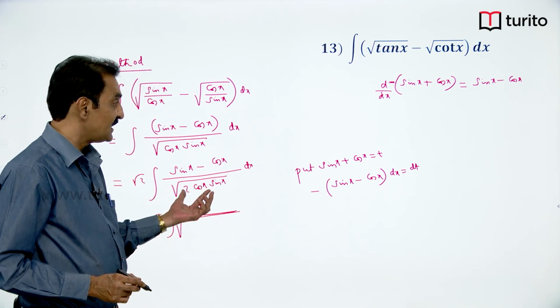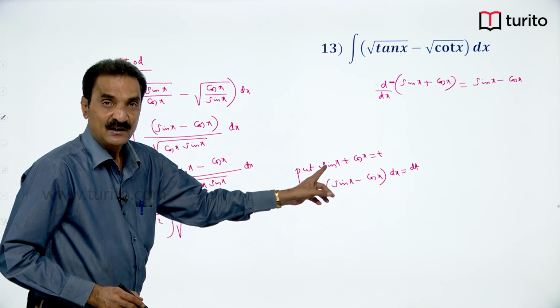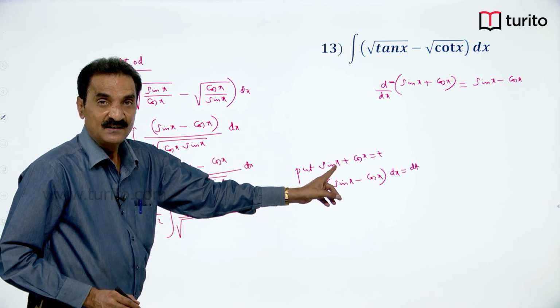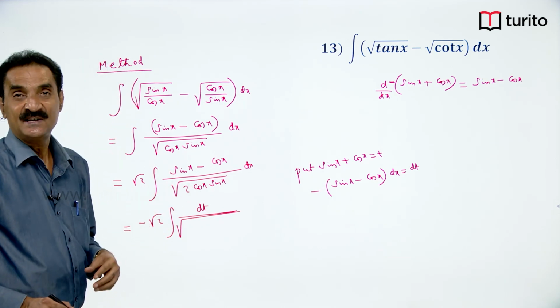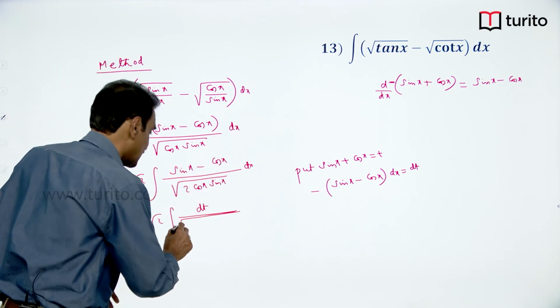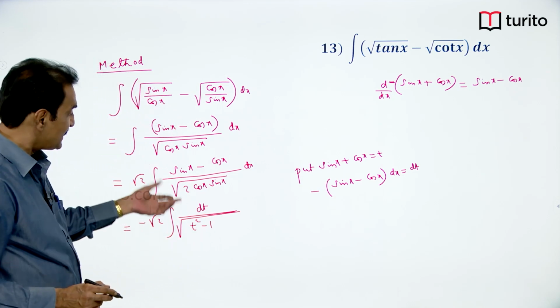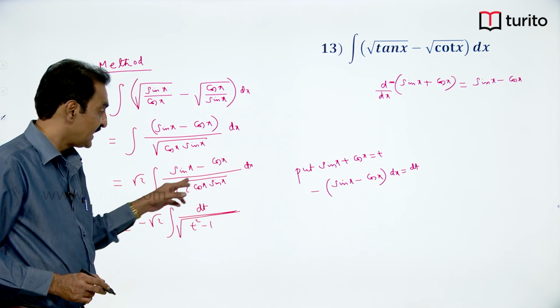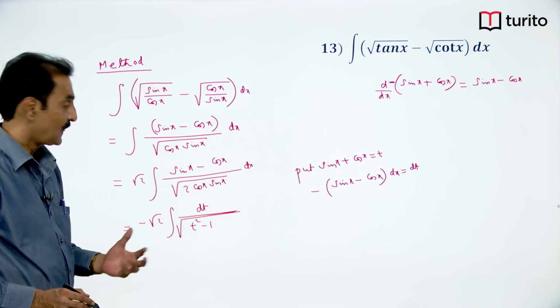How can you write this in terms of t? You observe, squaring on both sides, you will get sin square x plus cos square x, 1 plus 2 sin x cos x is equal to t square. So, 2 sin x cos x is t square minus 1. So, that is why we have multiplied and divided by root 2, so that we can write 2 sin x cos x in terms of sin x plus cos x.